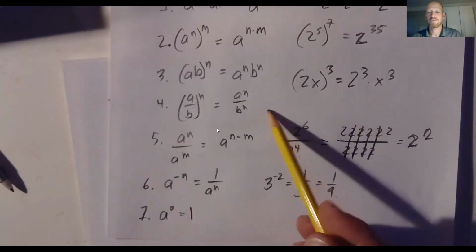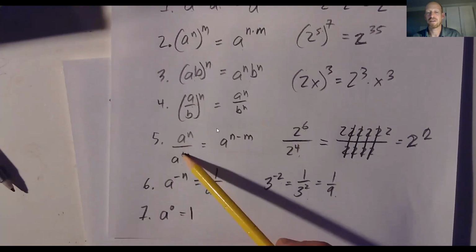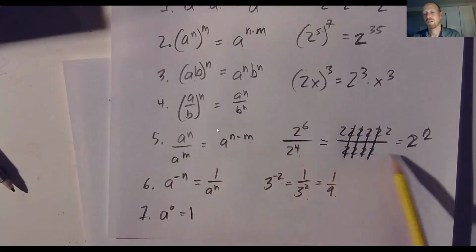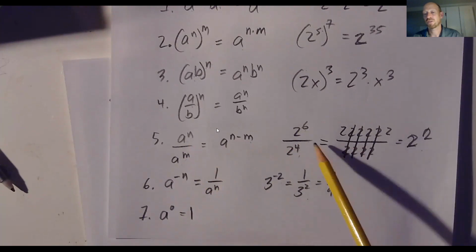It also happens here in number 5, right? I have an a on the top and the bottom, but that gets combined into a single a. This is certainly simpler than this.